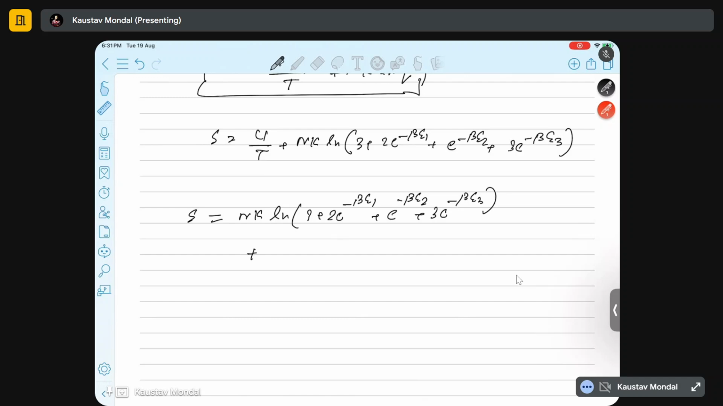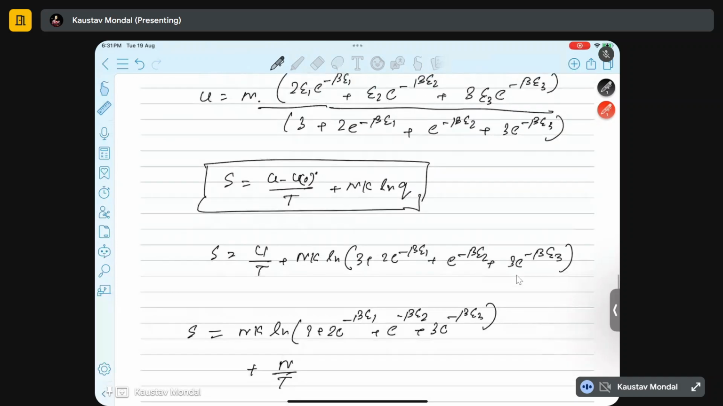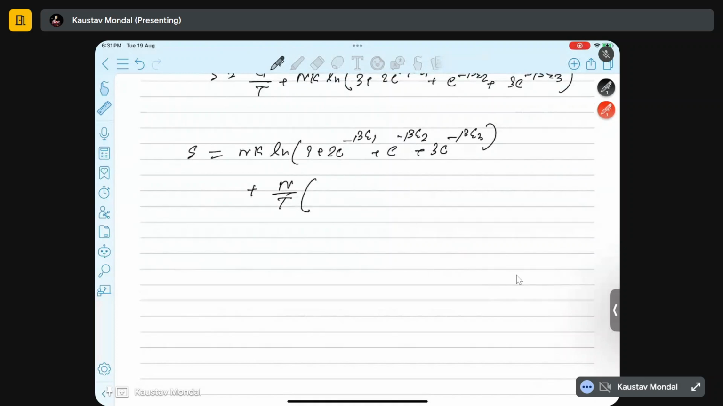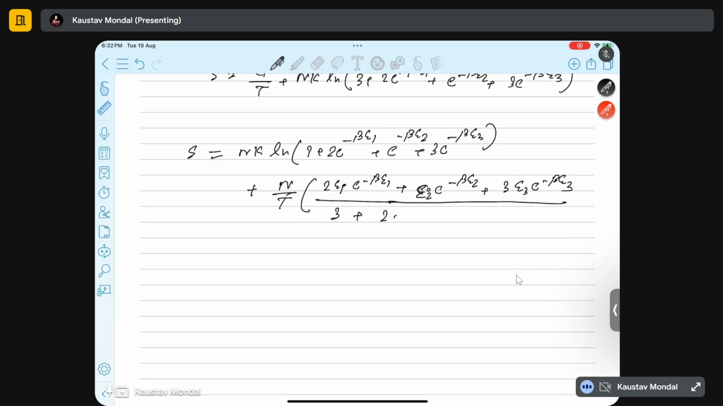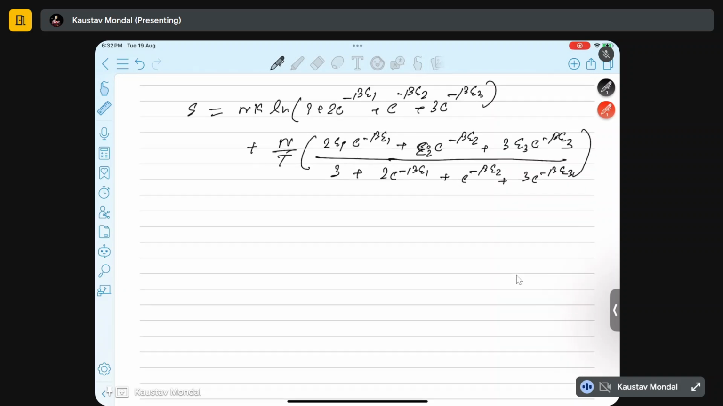So that would be N by T. So this whole thing is basically N by T into [2 by] epsilon 1 e to the power minus beta epsilon 1 plus epsilon 2 e to the power minus beta epsilon 2 plus 3 into epsilon 3 e to the power minus beta epsilon 3. This whole thing is divided by 3 plus 2 into e to the power minus beta epsilon 1 plus e to the power minus beta epsilon 2 plus 3 into e to the power minus beta epsilon 3. This is basically the expression of the entropy.